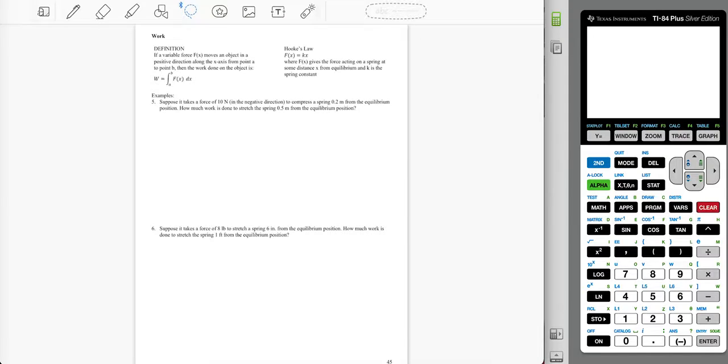Page 45, talking about the concept of work. Definition: if a variable force F moves an object in a positive direction along the x-axis from point A to point B, then the work done on the object is given by that integral.